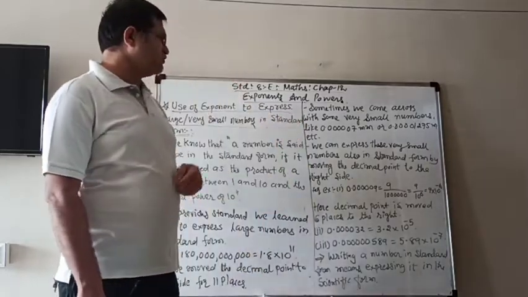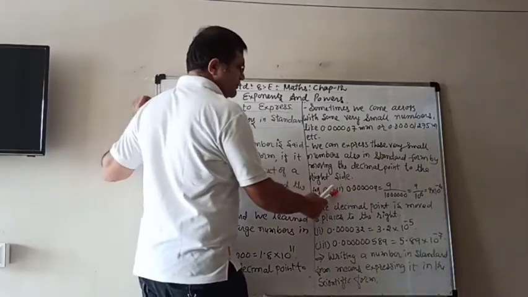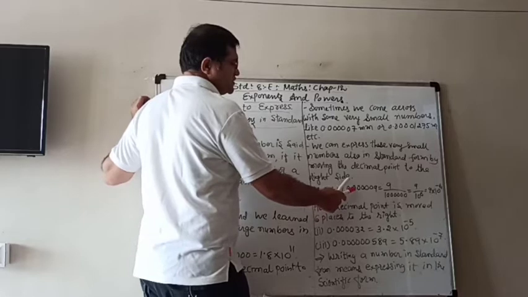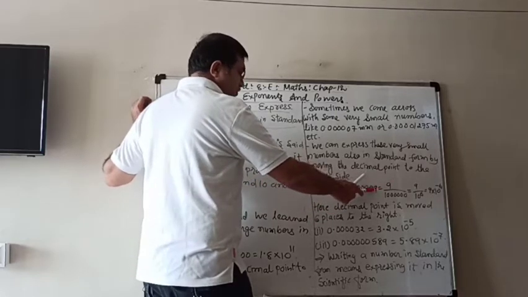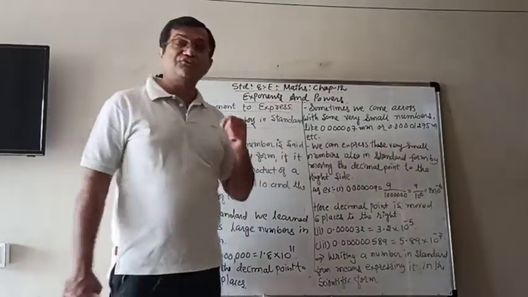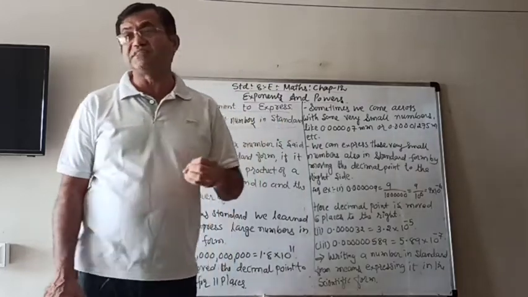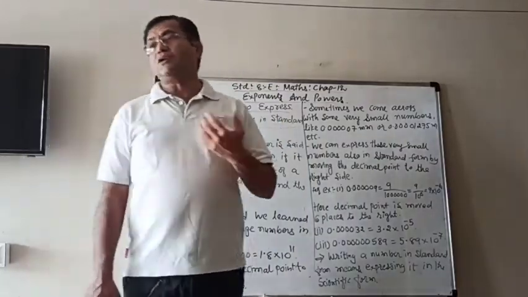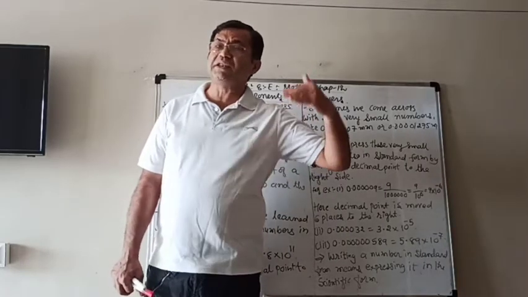Let's understand with an example. The first example is 0.0000009. Now which is the first non-zero digit? That is 9. So we have to place the decimal point after the number 9.